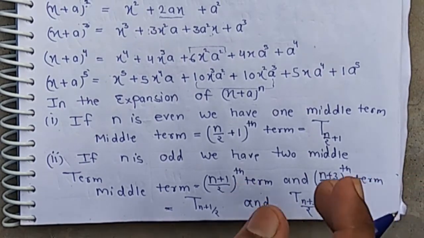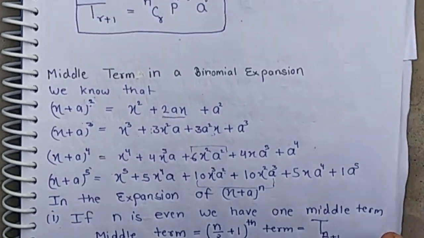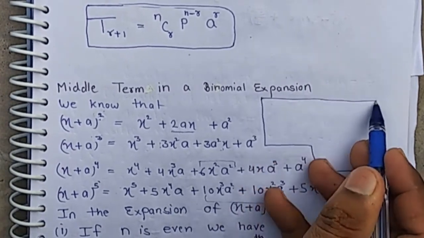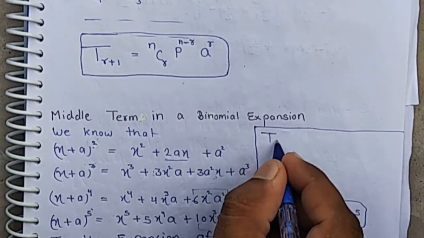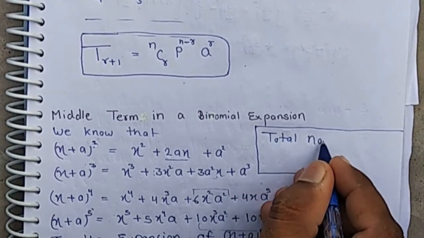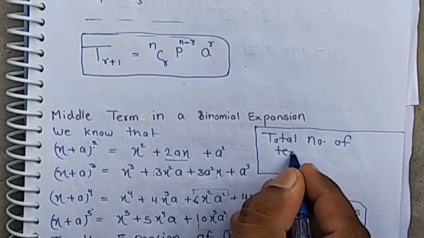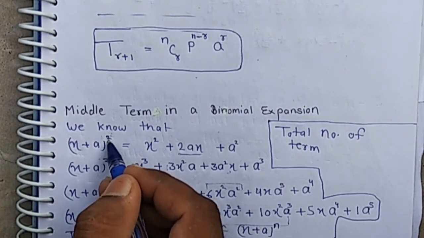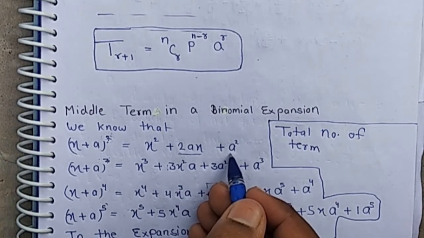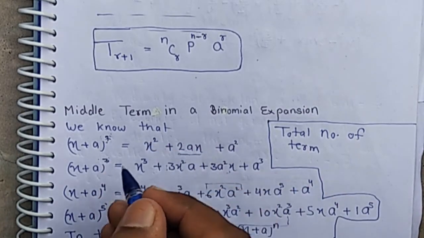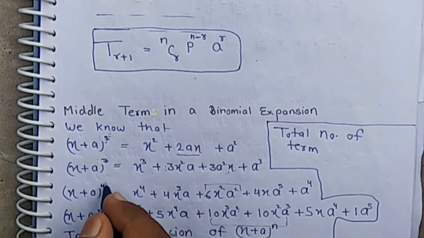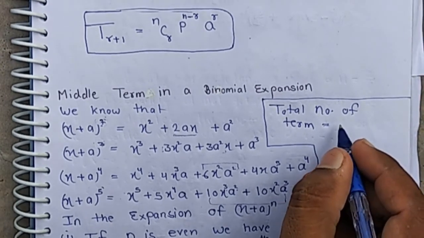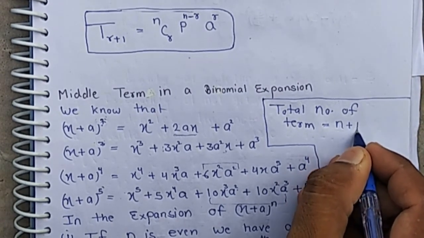These are the middle terms in the expansion of (x + a)^n. And the total number of terms when we expand a binomial expansion: if the value of n is 2, then the total number of terms is 2 plus 1, which is 3. Then for 3 it is 4, then 5. So the total number of terms in the expansion of (x + a)^n is n + 1.